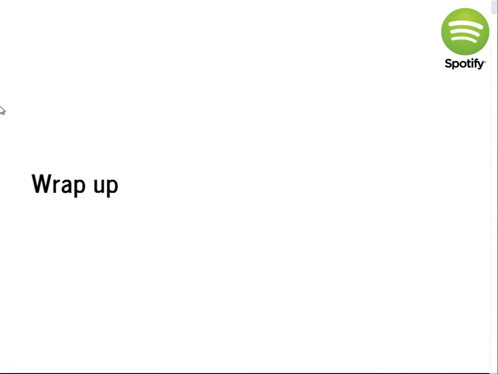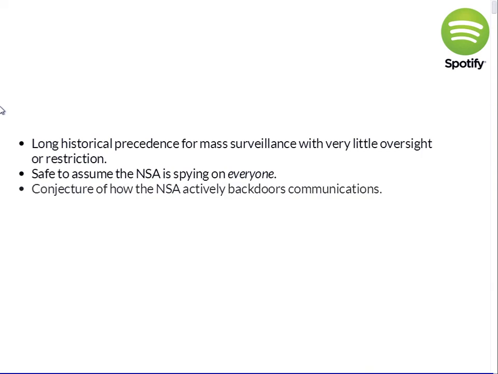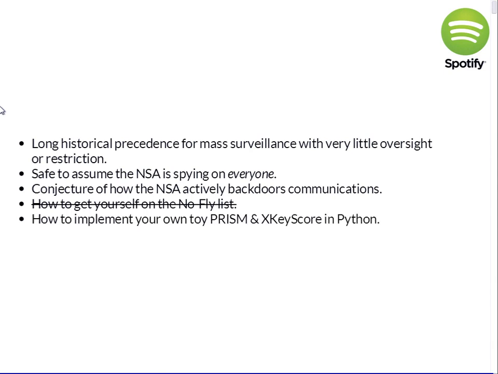All right, so we went over 6 queries. Now we're going to wrap it up a little bit. There's a long historical precedent for mass surveillance with very little oversight or restriction, and you can see that this is nothing new that we explored. It's safe to assume that the NSA is pretty much spying on everyone, even its own US citizens. I made a quick conjecture of how the NSA is actively backdooring communications, kind of sort of how to get yourself on the no-fly list, but not really, and how to implement your own toy PRISM and XKeyscore in Python.